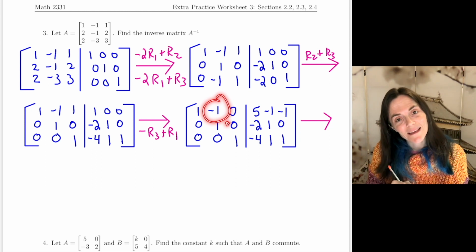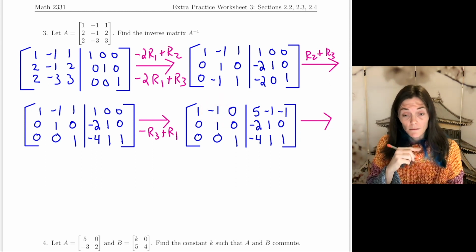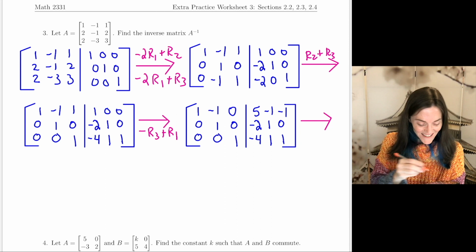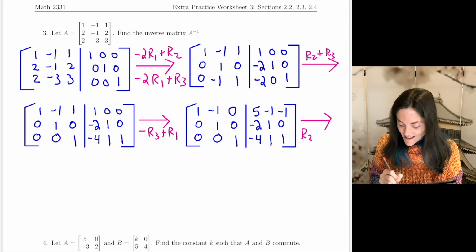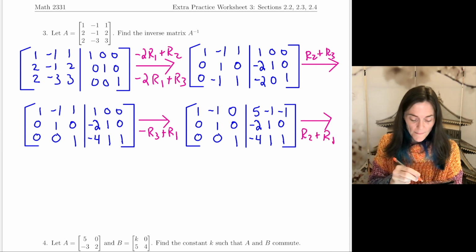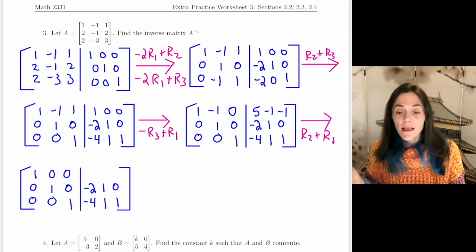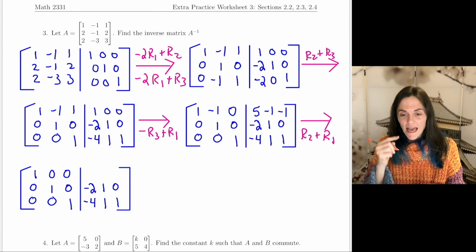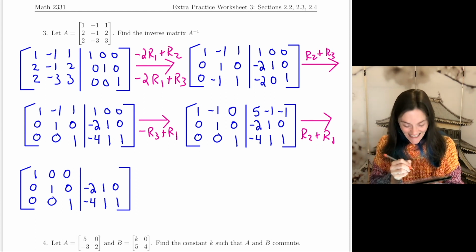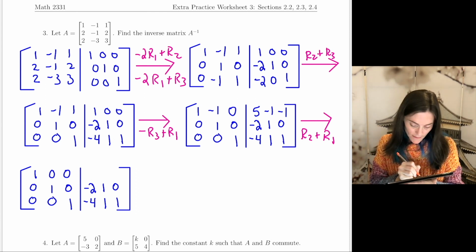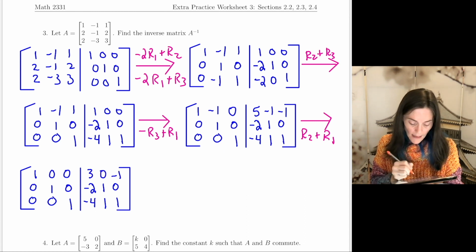This entry needs to become a 0. So let's take row 2, add it to row 1. Over here I have 1, 0, 0, which is beautiful. Then we just add row 2 to row 1 on the right hand side. We get 3, 0, -1.